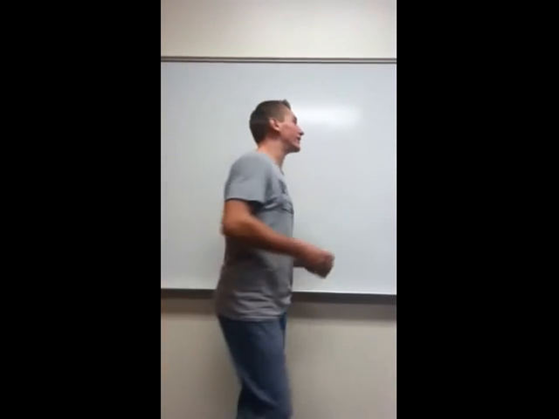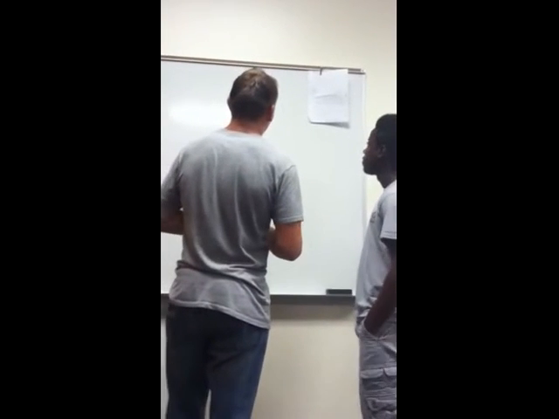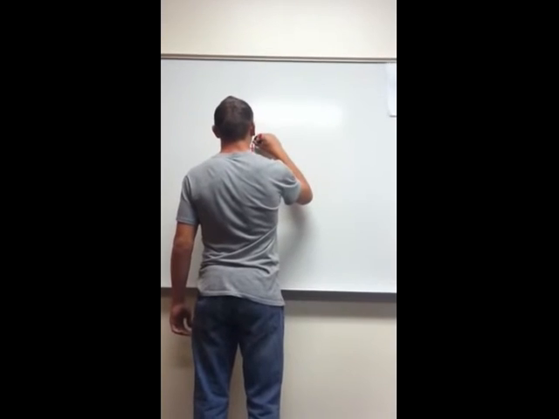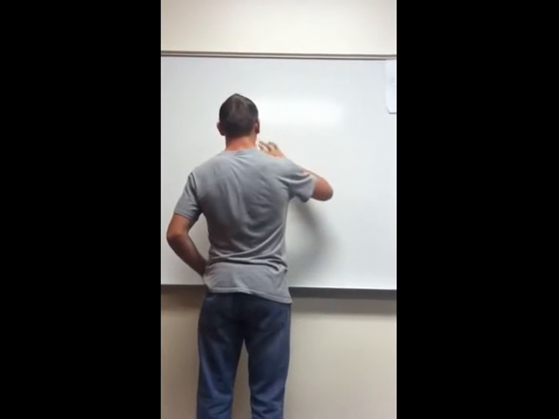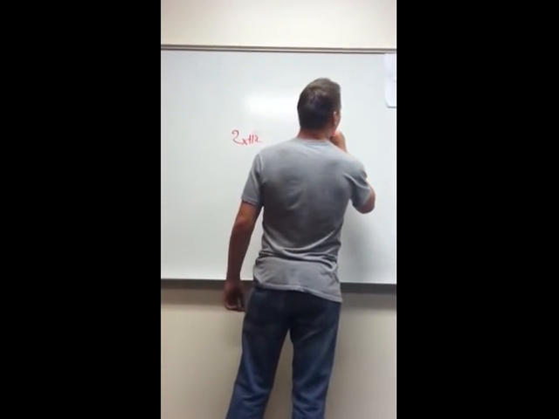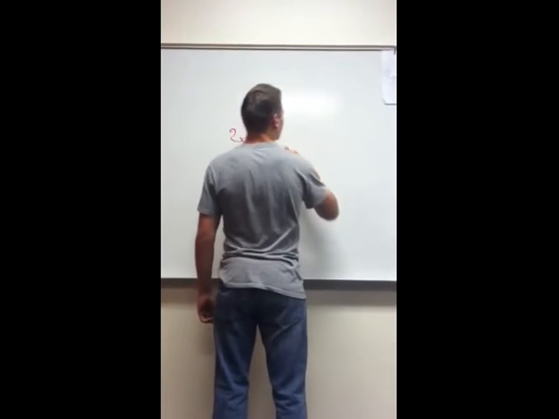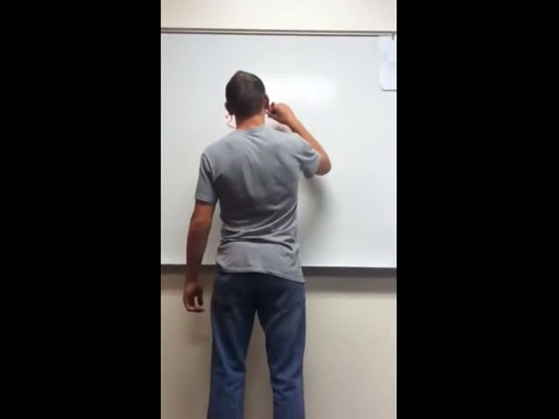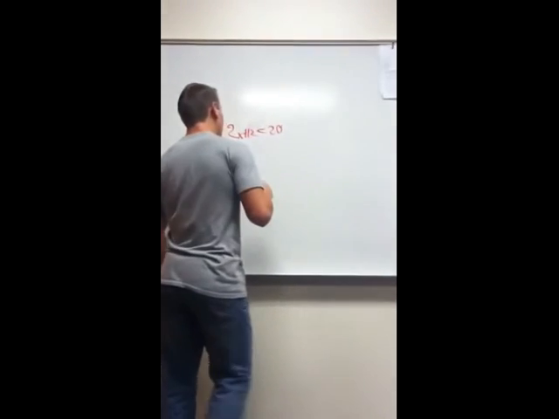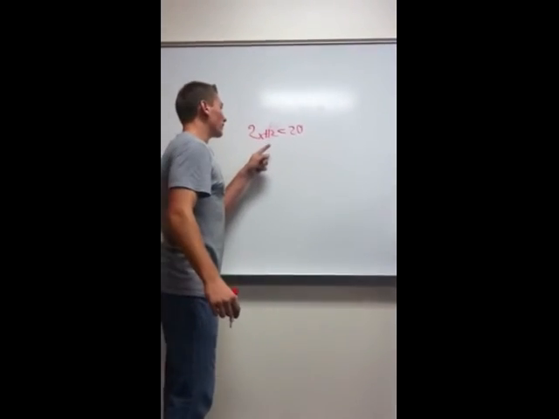My boy Davion, he's here to help me show you guys how to do these math problems. So number 5 is set up the same way as number 4, it's just got different numbers in it. The problem is 2x plus 12 is less than 20. To do this one, you need to subtract out the 12 from both sides.